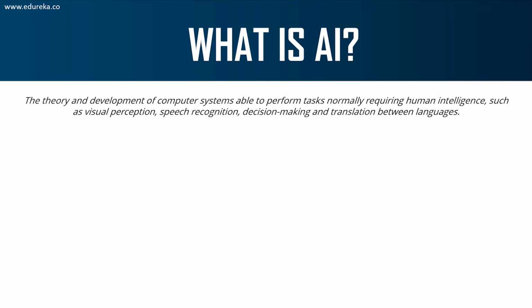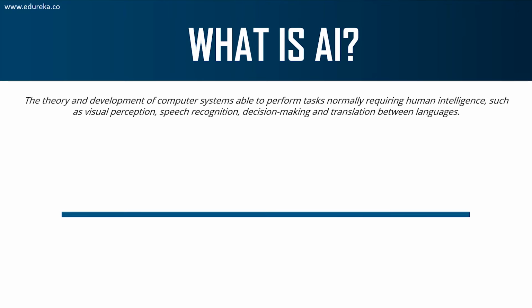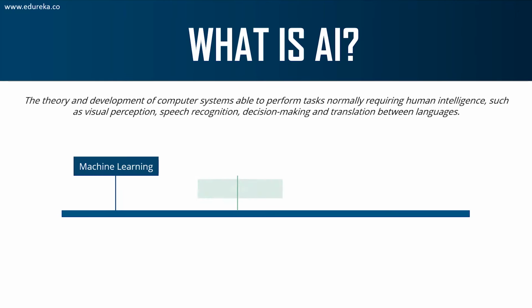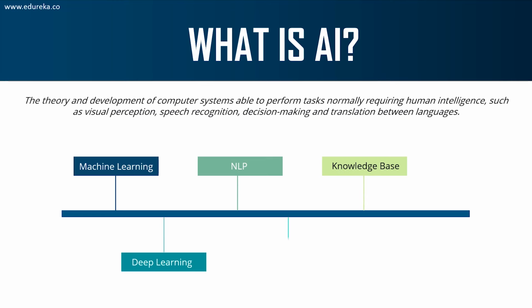In the recent past, AI has actually been able to accomplish this by creating machines and robots that have been used in a wide range of fields, including healthcare, robotics, marketing, business analytics, and many more, right? So AI is actually a very vast field. It covers a lot of domains, including machine learning, natural language processing, knowledge base, deep learning, computer vision, and expert systems. So these are a few domains that AI covers.